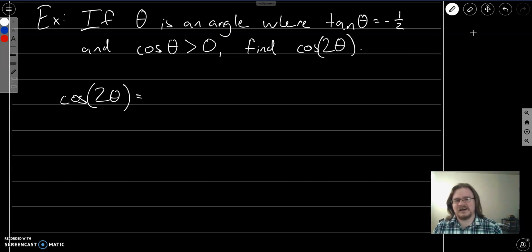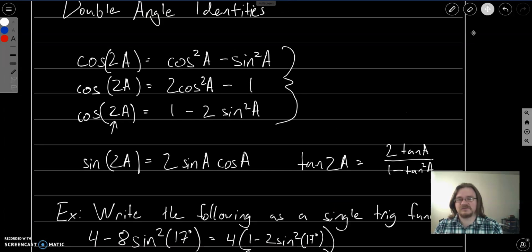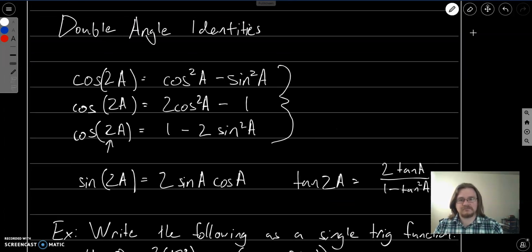So here there's a few different ways to go about this. I'll show you one way. First of all, we want to find cosine of 2 theta. And there were 3 different formulas that we had for cosine. If I scroll back up to those formulas, all of them involved cosine squared or sine squared or maybe even both. So the question is, we're told about tangent. How can we get cosine or sine from a tangent?